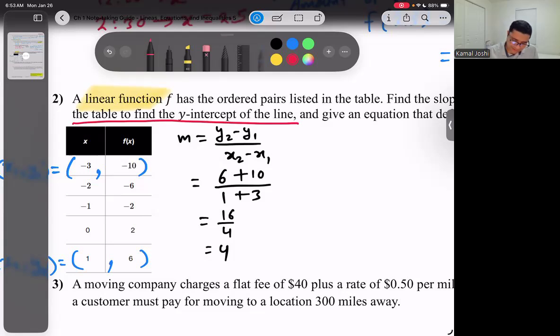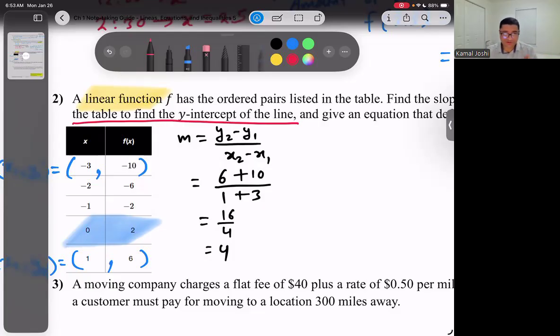I'll give you some time to think about that. And you should have realized that will be your y-intercept. Otherwise, you would have to calculate. Actually, even if it was not given in the table, we could have calculated it. But this is easy, right?